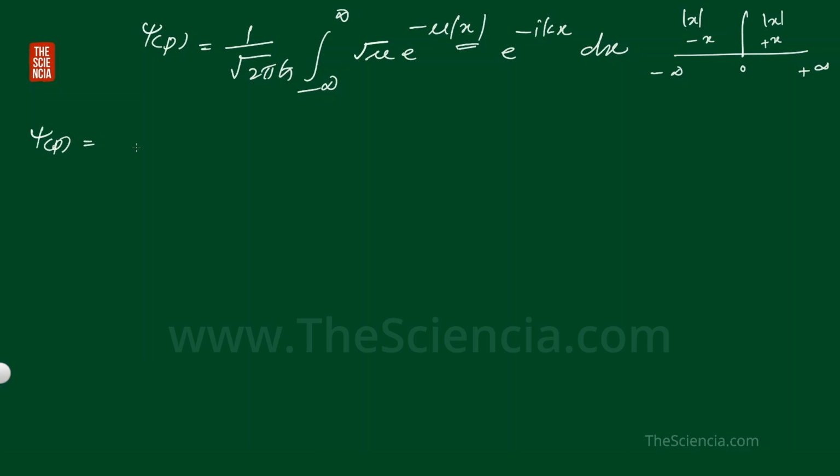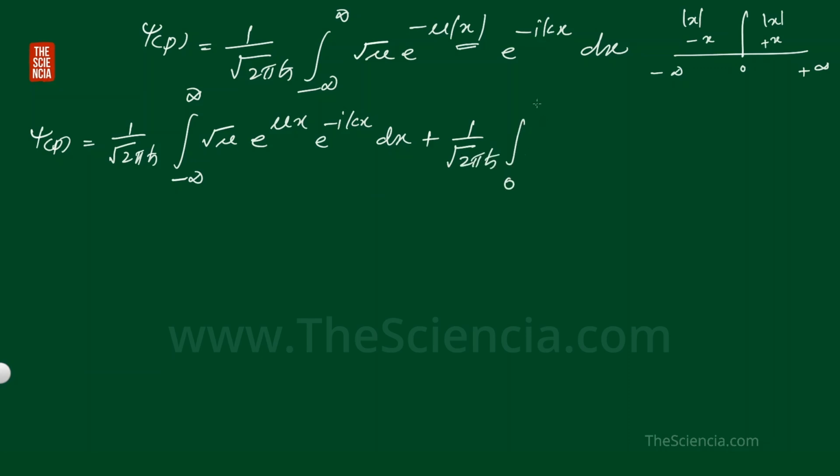That is, psi of p is equal to 1 by root 2 pi h cross, integral from minus infinity to 0, root mu, and in the negative x-axis, mod x will have negative value, so that is e raised to mu x into e raised to minus ikx dx, plus the second term, 1 by root 2 pi h cross, integral from 0 to infinity, root mu into e raised to minus mu x, since in the positive x region mod x is positive, into e raised to minus ikx dx.